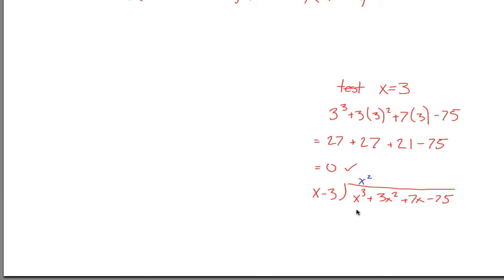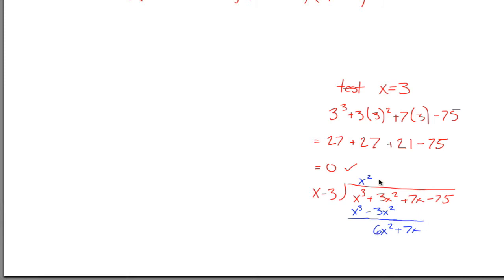x squared times x minus 3 is x cubed minus 3x squared. And that's good because now when I subtract, this column goes away. This column, be careful, it doesn't go away. 3x squared minus negative 3x squared is the same as 3x squared plus 3x squared, which is 6x squared.